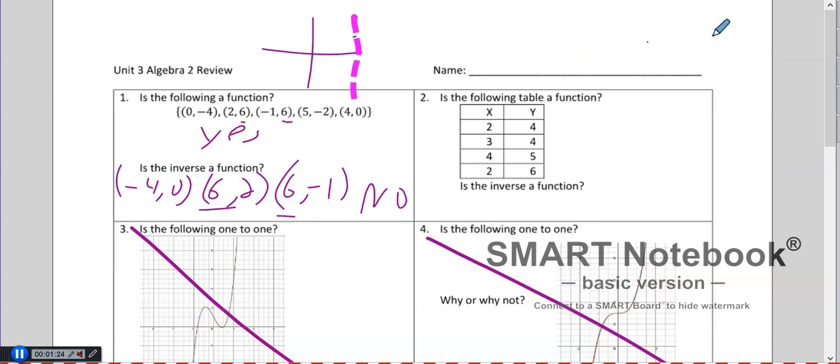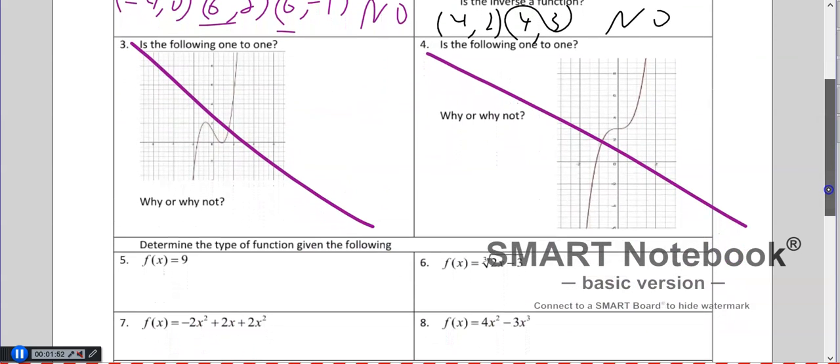Okay? Is the following table a function? Well, 2 gives us 4 and 2 gives us 6, so that's a no. Is the inverse a function? Well, also no, because 4 gives us 2 and 4 gives us 3. So therefore, no. We're skipping 3 and 4.